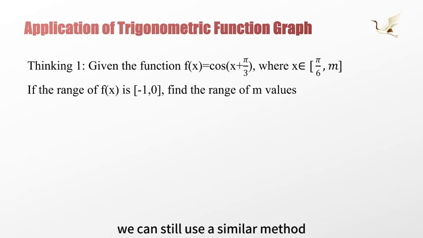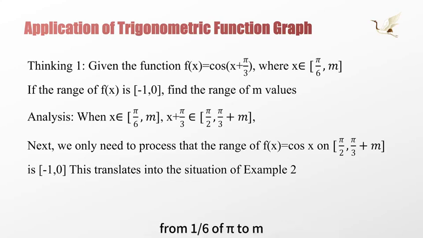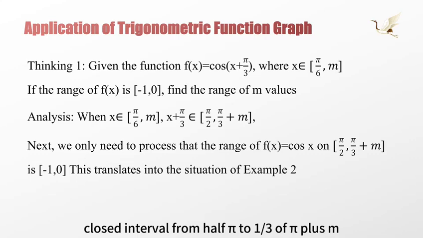We can still use a similar method. We first find the range of x plus 1/3 of pi from the range of x. That is, when x belongs to the closed interval from 1/6 of pi to m, x plus 1/3 of pi belongs to the closed interval from half pi to 1/3 of pi plus m.